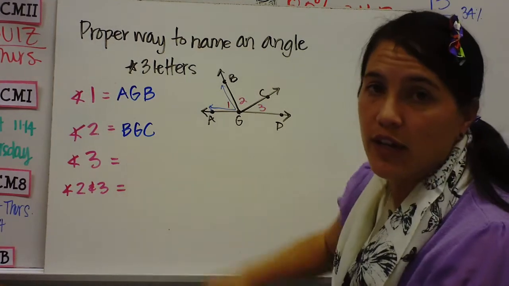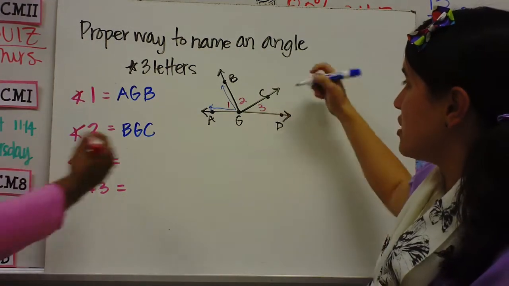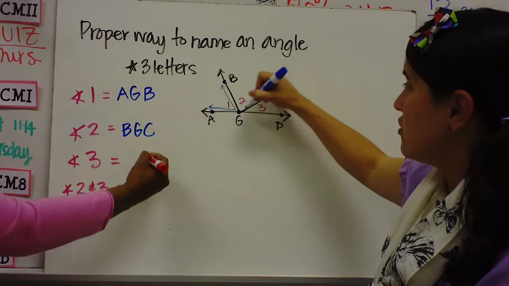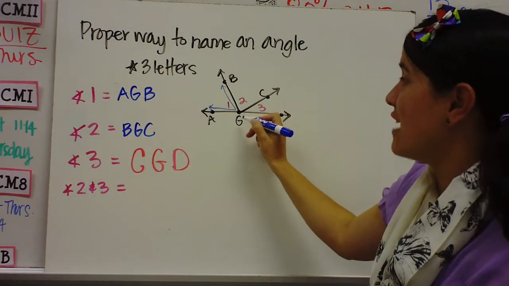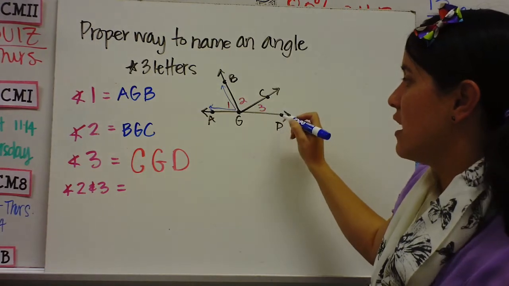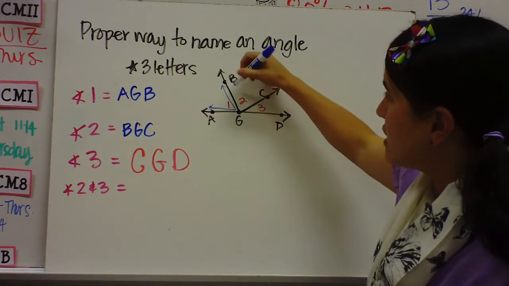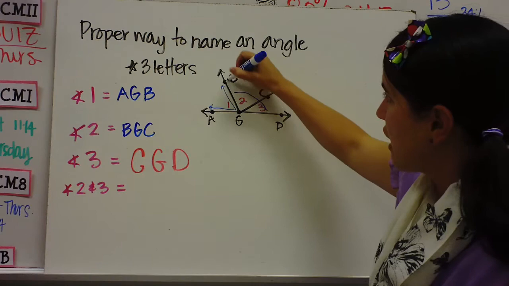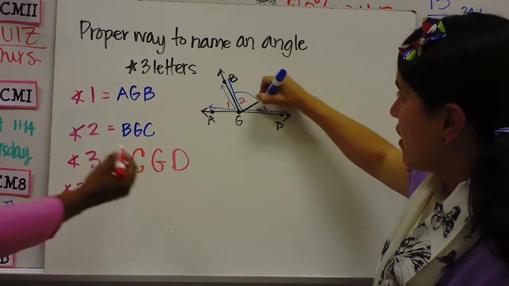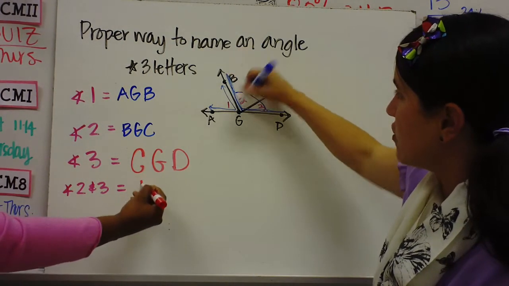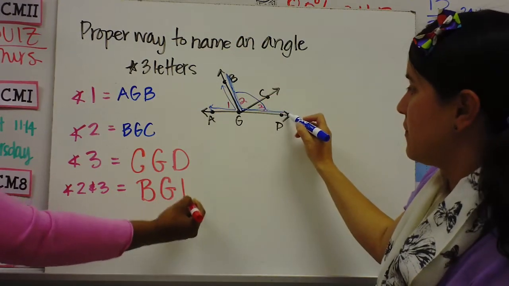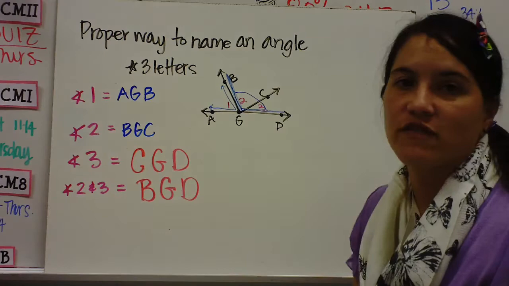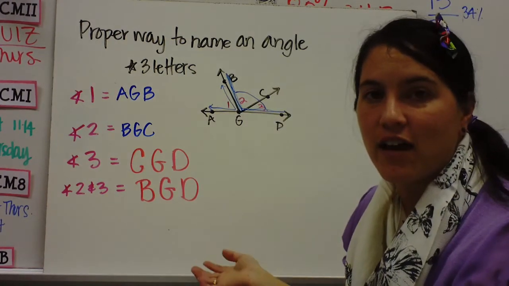So for angle three, to name angle three, we would need to use CGD, those three letters. The G has to be the middle because that's the vertex. Now, if we want to name two and three together, these two angles together, then the three letters we would need to use would be B, G, and D. So that's just very quick about how to name angles.